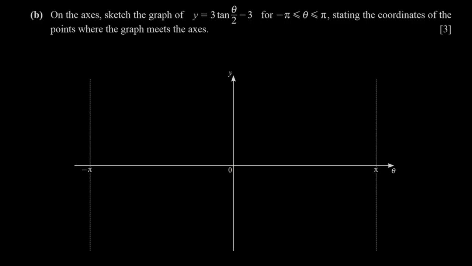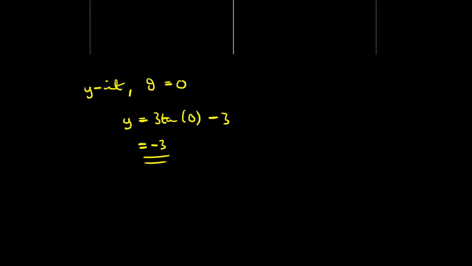It's probably a good idea just to demonstrate that as well. So what we're going to do is say the y-intercept is when x is equal to 0, or in this case, theta is equal to 0. And so what we're going to get is y is equal to 3 tan 0 minus 3. And tan 0 is, of course, 0. So the y-coordinate is negative 3. So our y-intercept is there.